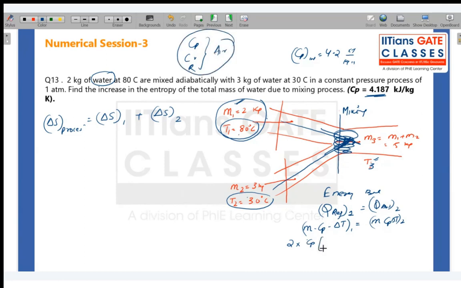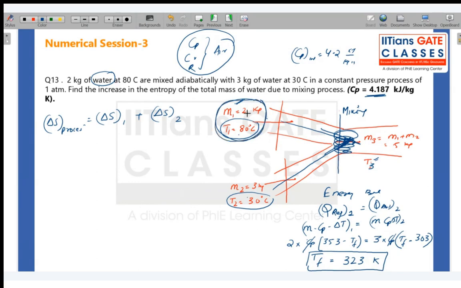Cp, and this is the initial temperature, 353, minus the final temperature. Now for 2, it is 3 kg Cp of water, T final minus initial, which is 303. Cp and Cp will get cancelled. T final will be 323 Kelvin. 323 Kelvin.